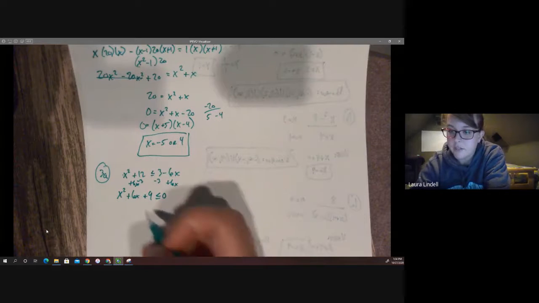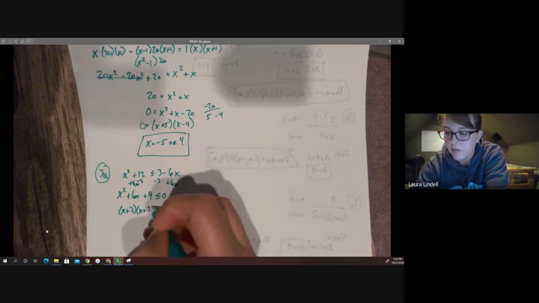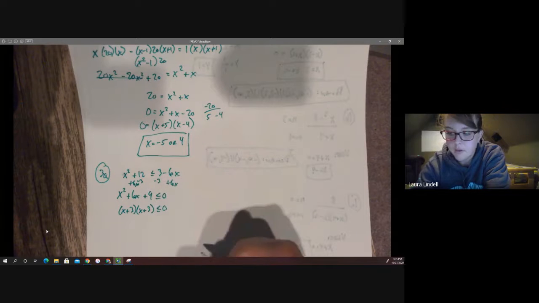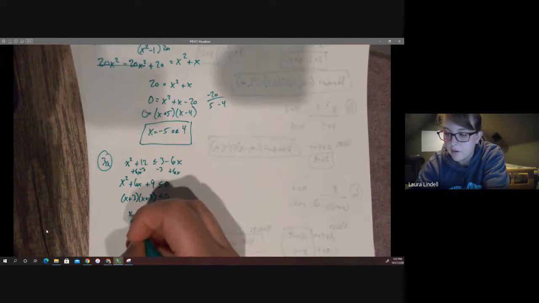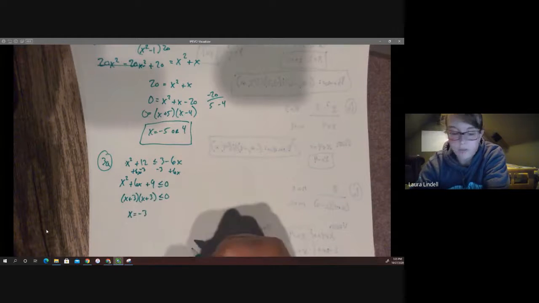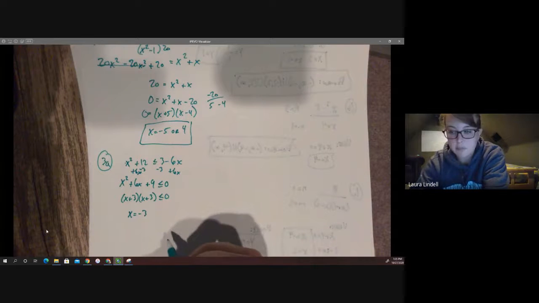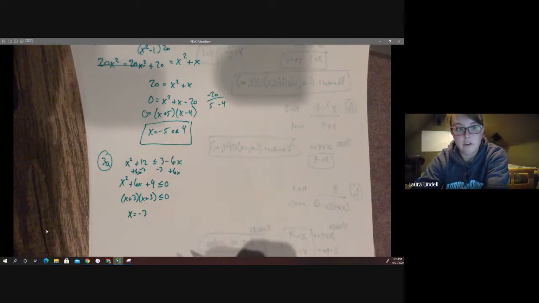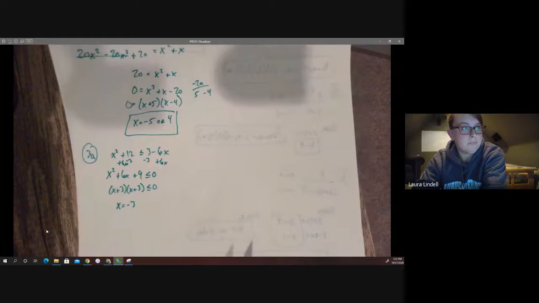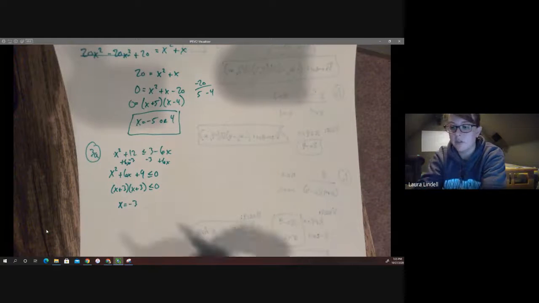Then you could factor this and you'd get x plus 3 times x plus 3. And so our only 0 here is x equals negative 3, but it has a multiplicity of 2. So what that's telling me is that this thing rests on the x-axis at negative 3. So this is probably where you should either go look at the graph or start plugging in values.